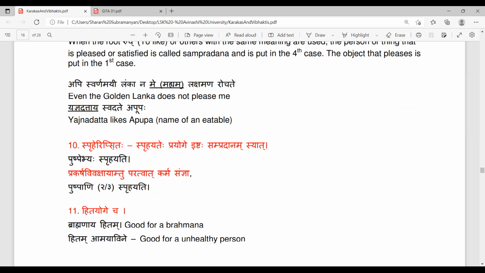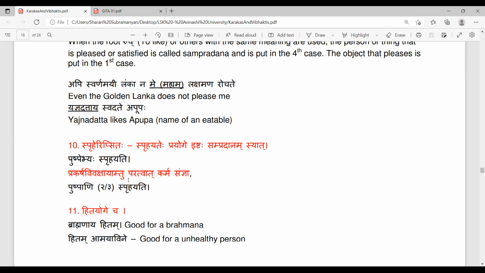Then one more thing is that sprih dhatu. Sprih is to love. That meaning is sprihe ipsitaha. Sprihayate prayoge ishtaha sampradanam syat. Pushpebhyah sprihayati. So he likes the flowers. So that sprih dhatu, if it is used, then don't make it dvitiya vibhakti. Pushpebhyah. Prakarshya vivakshayam tu paratvat karma sanjna. So pushpani sprihayati also possible.